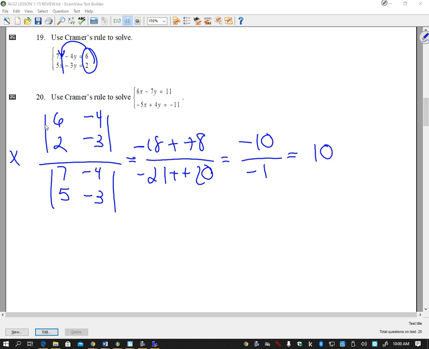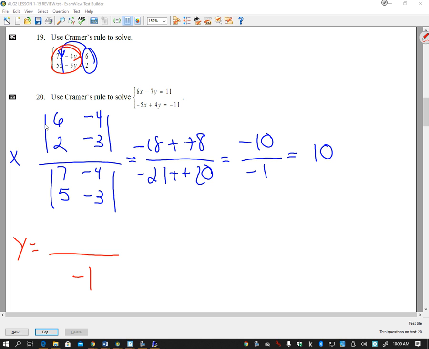Okay. Now we're going to solve for y. Here's the handy thing about the second time you do it. You don't have to do the denominator again. What do I know the solution for the denominator is? It's negative 1. The denominator is going to stay the same because those numbers don't change. So I'm still going to get the same 7, negative 4, 5, negative 3 for the denominator. I don't need to go through the multiplication and subtraction and combining like terms all over again.